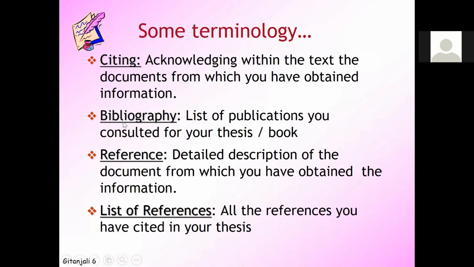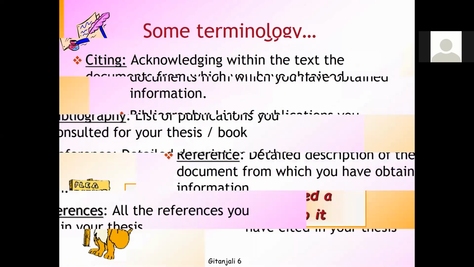Generally, we don't use the term bibliography because bibliography doesn't mean that you have used all those elements in your thesis; you might have read much more. So bibliography is larger than the list of references. A reference is what we are writing at the end, that description of the document, and the list of references is the list which you put at the end of your thesis. So these are the terminologies which you need to know.